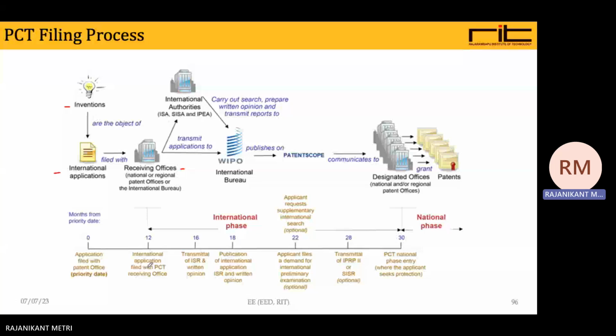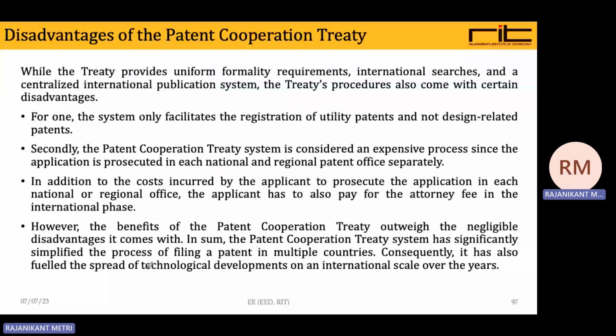Now we have seen the features and advantages of the Patent Cooperation Treaty. There are some disadvantages also. While the treaty provides uniform formality requirements, international searches, and a centralized international publication system, the treaty procedures also come with certain disadvantages or limitations. So what are those? First, the system only facilitates the registration of utility patents and not design related patents. So it concerns utility patents, not design related patents.